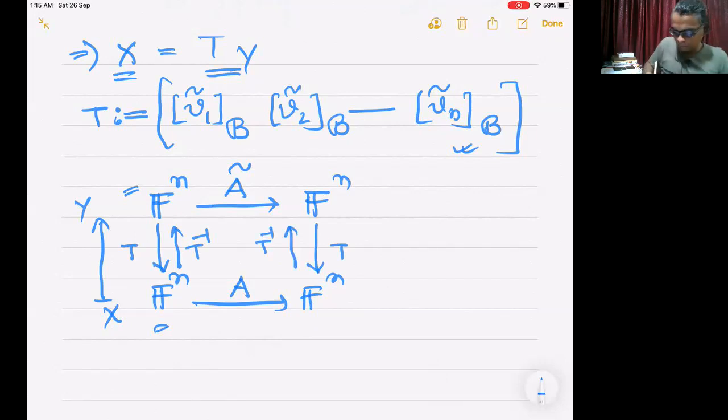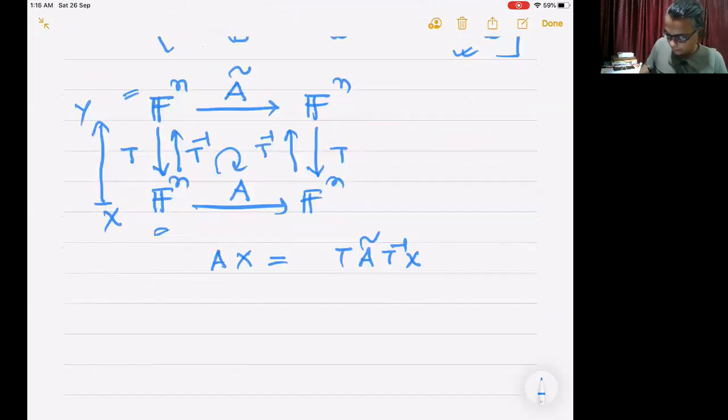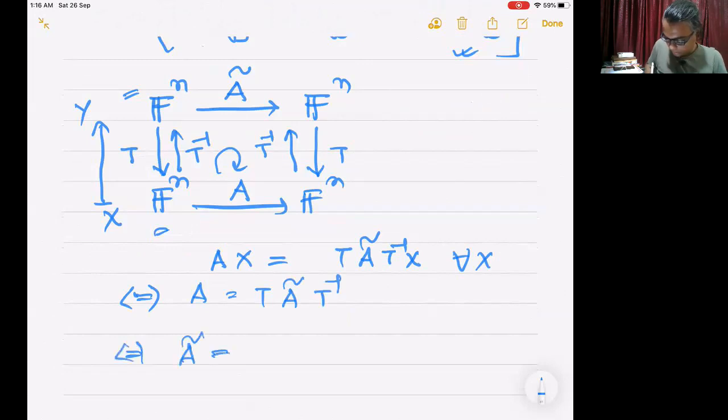So you see, by commutativity, we must have, so I start with X. So AX must be the same as, you take X, multiply T inverse first, and then multiply A tilde, and then do a T. This is true for all X, because X was arbitrary. So this implies A must be equal to T A tilde T inverse, which is the same as A tilde must be T inverse A T.